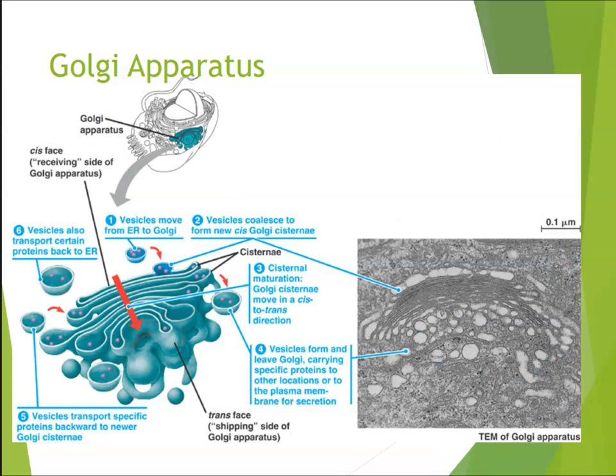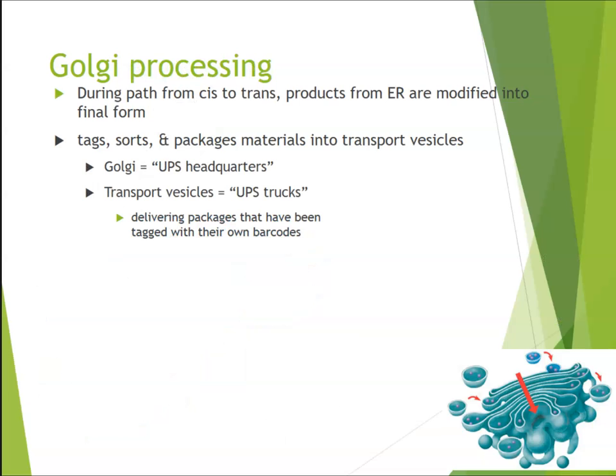Here's another diagram of the Golgi and what it actually looks like inside of a cell. So products from the endoplasmic reticulum enter on the cis side of the Golgi. They are modified into their final form. They are tagged for distribution wherever they're headed, and they are packaged into little transport vesicles, which come out on the trans side of the Golgi.